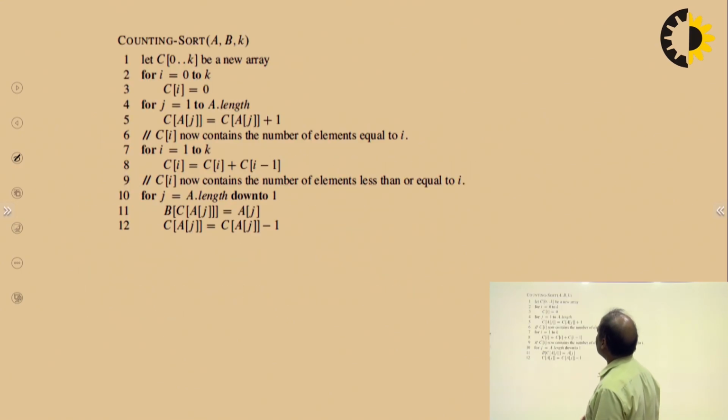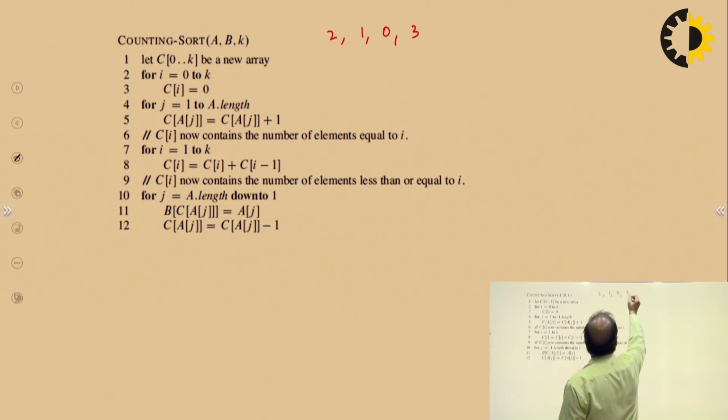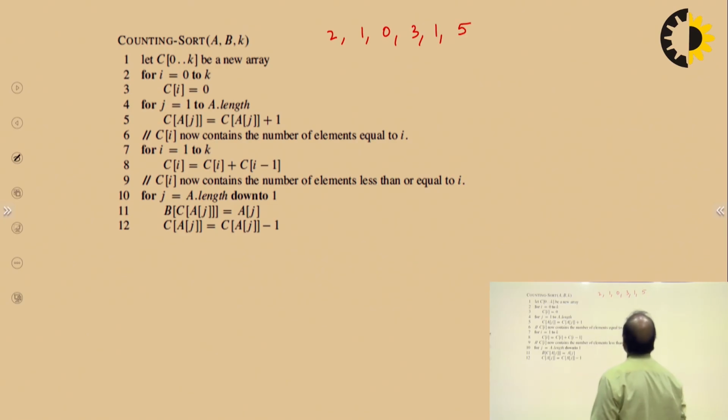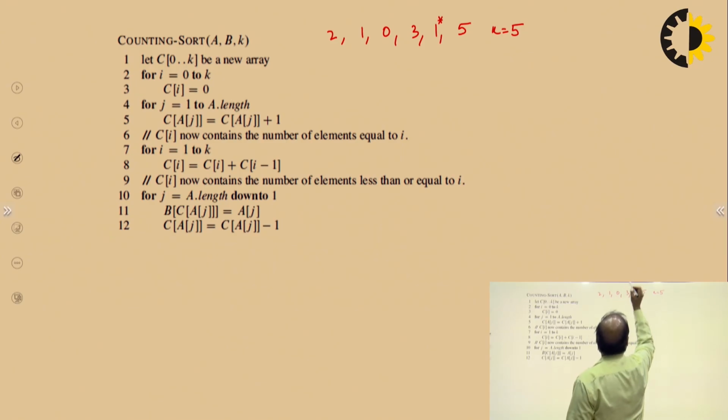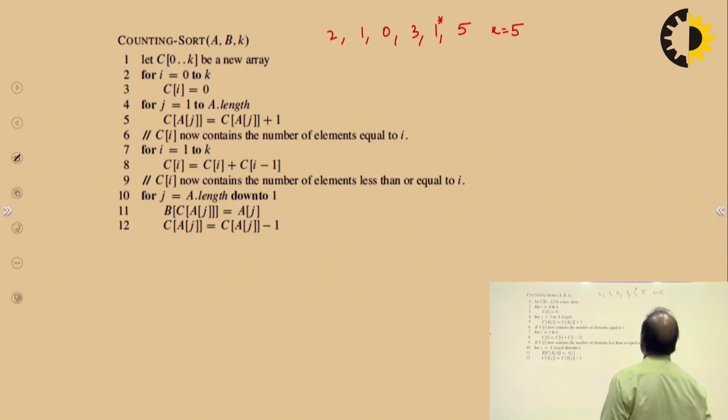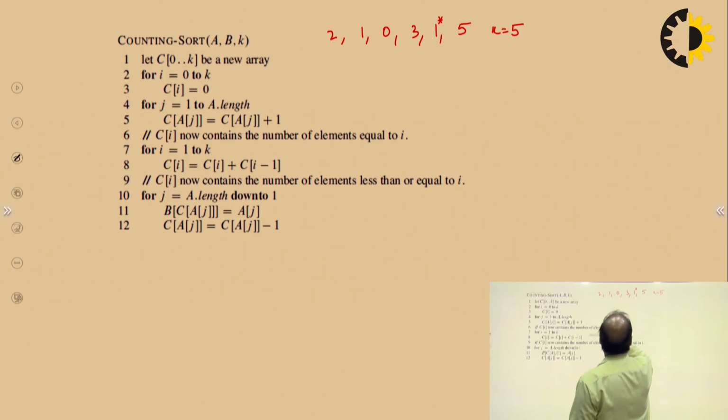So let's understand this counting sort. Let's say this is a stable sorting scheme. 2, 1, 0, 3, 1, and let's say 5. Here k is 5, the highest element in the array. This 1 and 1 is repeated. In order to check stability, make sure that this is marked with a star, so that after sorting we always make sure that one is coming before one star.